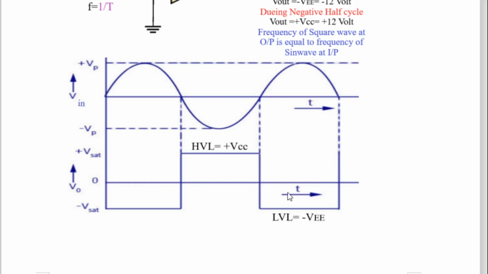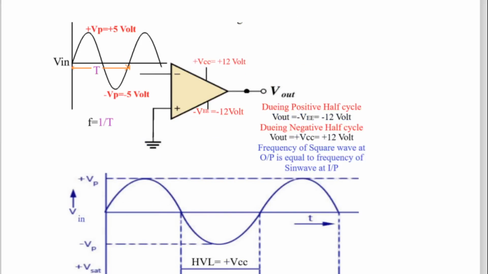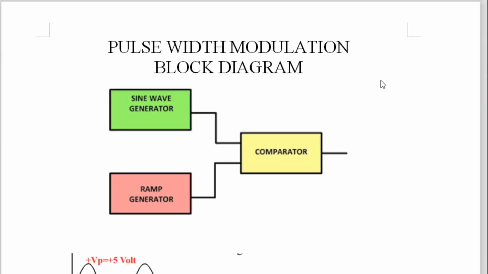But if you want to change the width of the pulse without changing frequency, then what will happen? If you decrease the HVL, LVL will increase. And if you increase the LVL, HVL will decrease. So in this way, there are two logics. So let us go to the pulse width modulation.